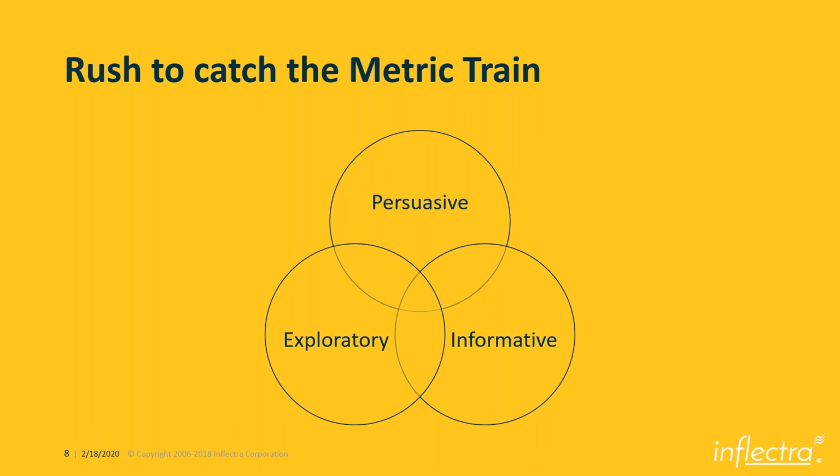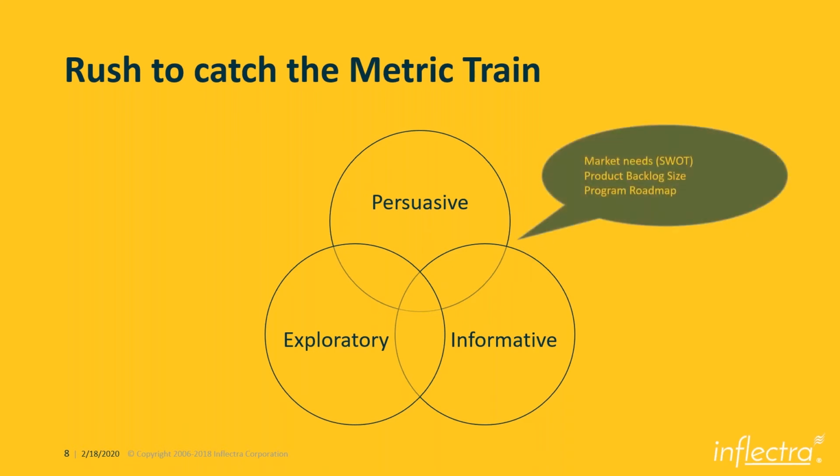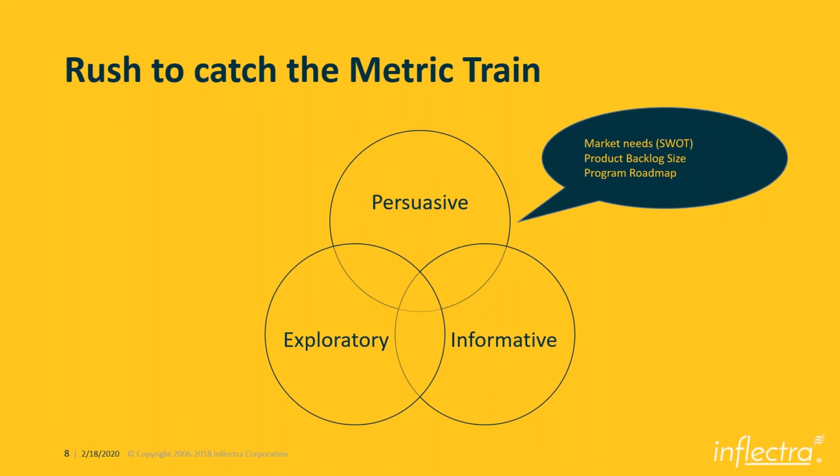Let's explore some specific examples over here. On the persuasive side, we are looking at market needs, doing some SWOT analysis, developing the user stories from a very high level, epics and features, and then getting into the program or product backlog size and creating a program roadmap. All these things are examples of the persuasive nature of the metrics that we are trying to measure.